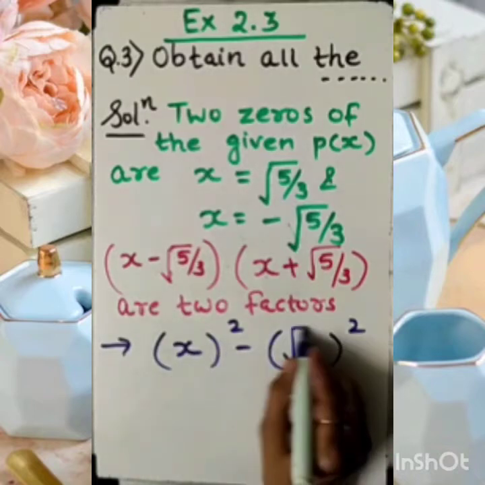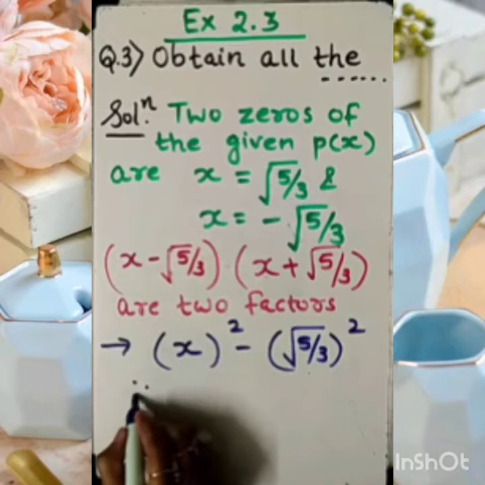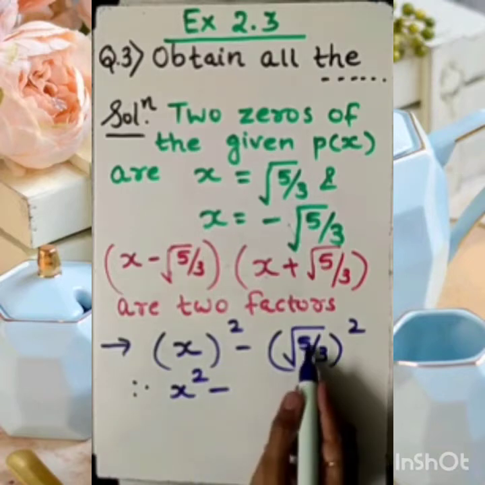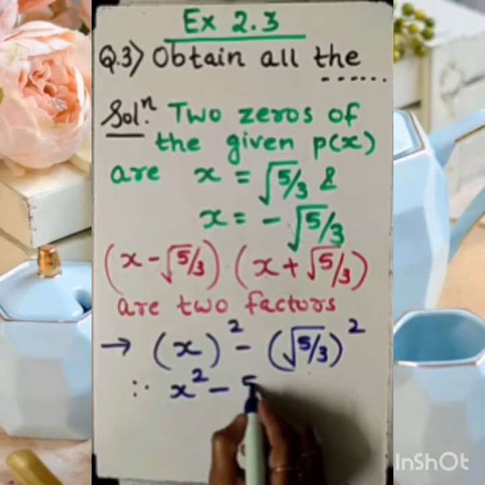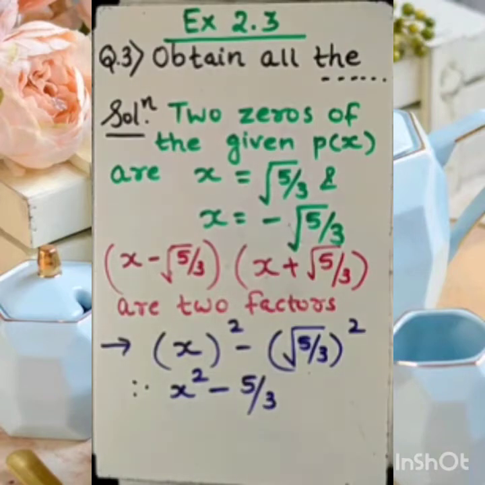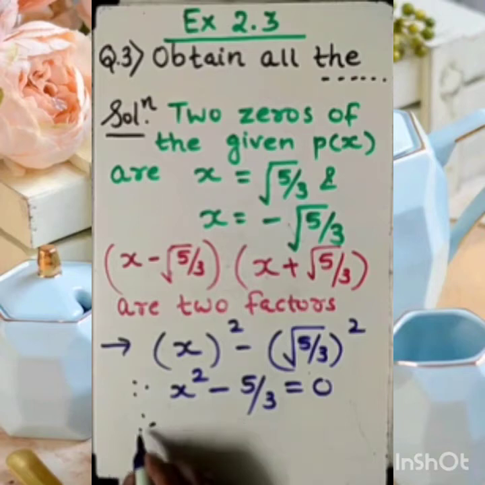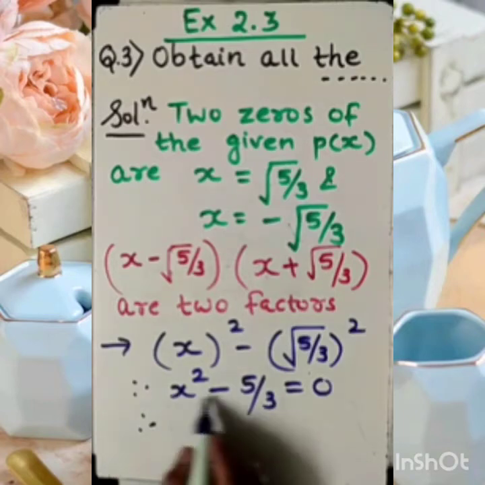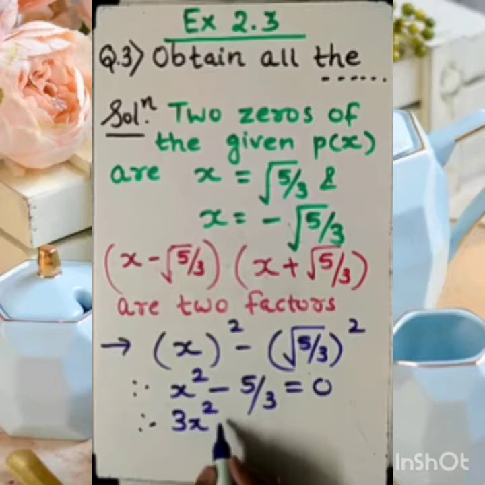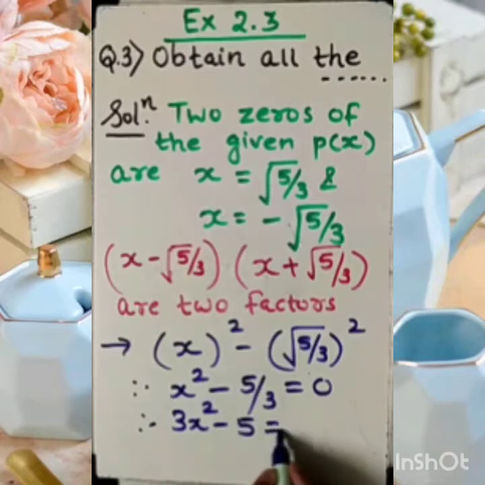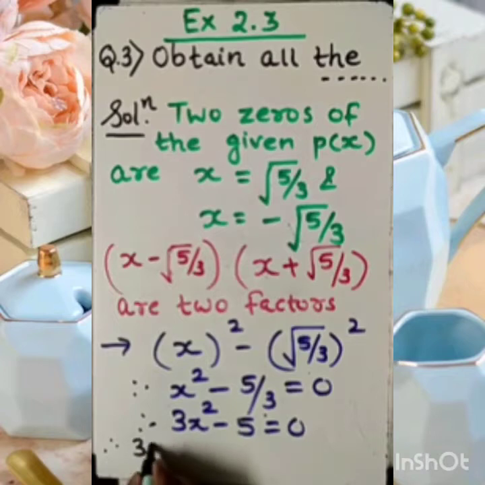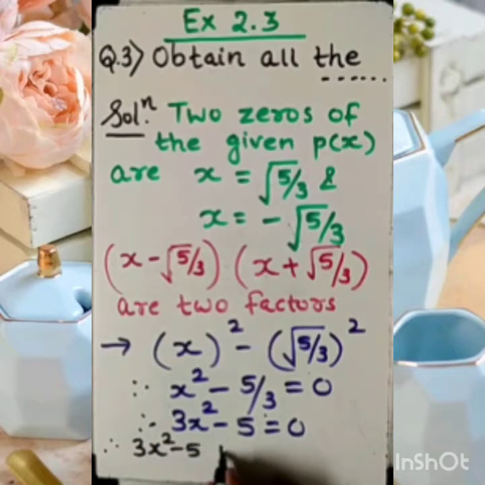So here x is the first term and root 5 by 3 is the second term. Therefore x square minus the whole root 5 by 3 squared, the square root and square will cancel, so it will be x square minus 5 by 3. Let's consider this equal to 0. Let me take the LCM, so I will have 3x square minus 5 equal to 3 into 0, that is 0. So again I can say, therefore 3x square minus 5 is a factor of p(x).